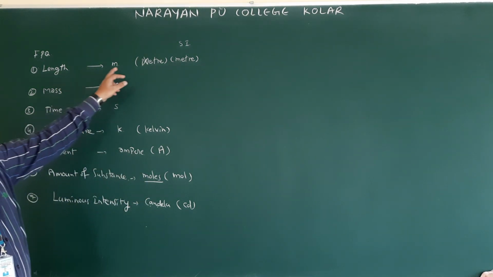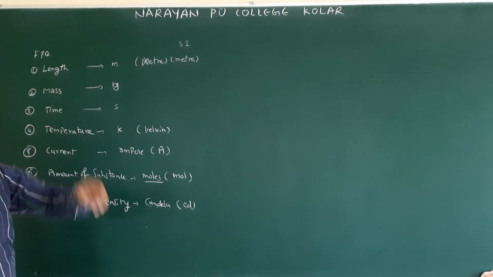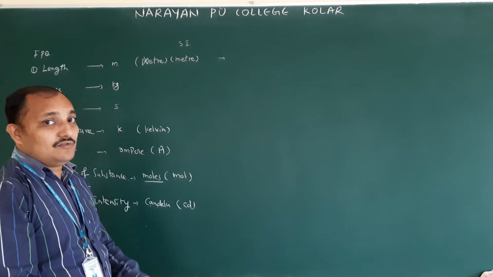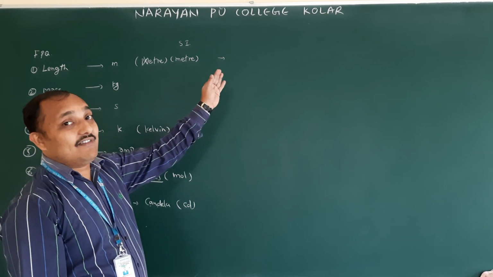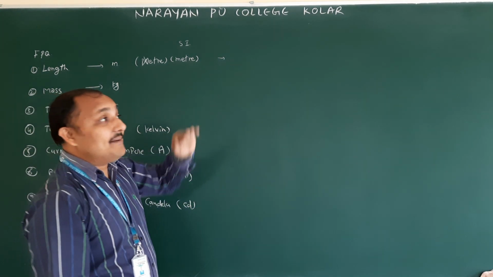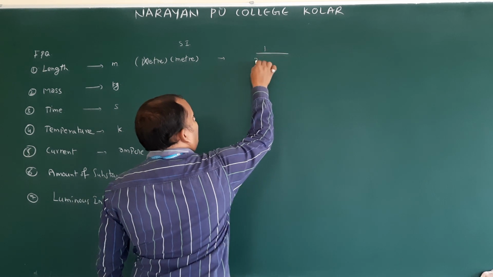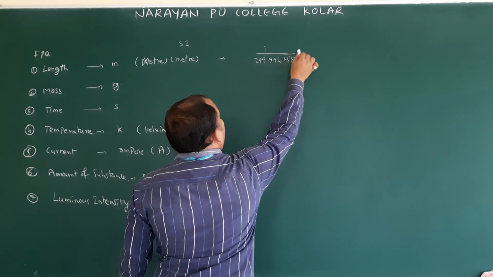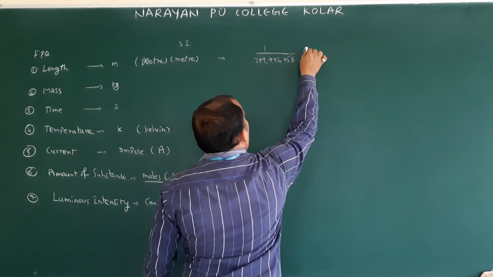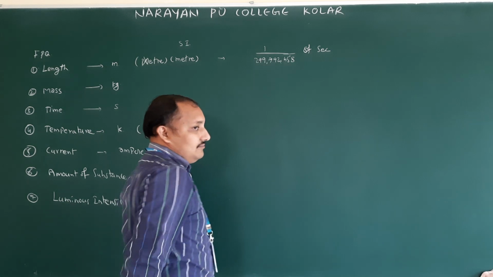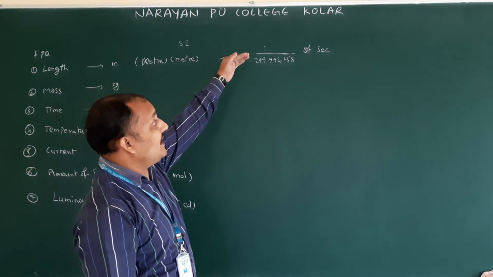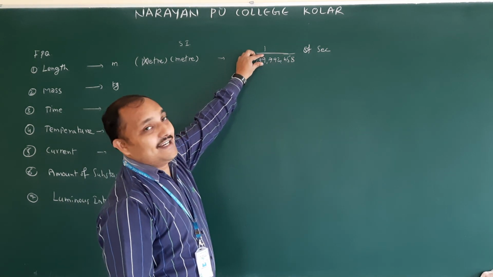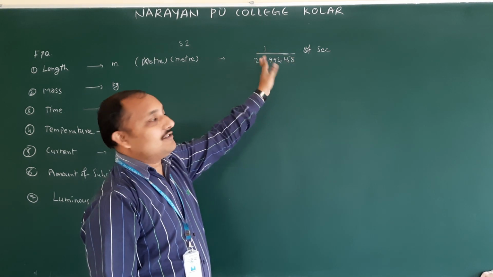So they give the definition of length. 1 meter they will define. What is 1 meter? The distance traveled by light in vacuum. Vacuum means no space, or free space. The distance traveled by light in vacuum in a time interval of this much: 1 by 299,792,458 of a second. You can pronounce this as 299 lakhs 792,458. So that is your wish.